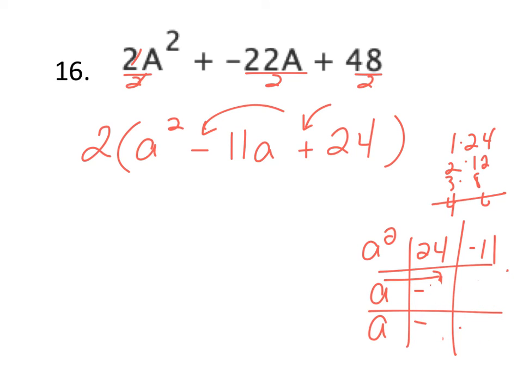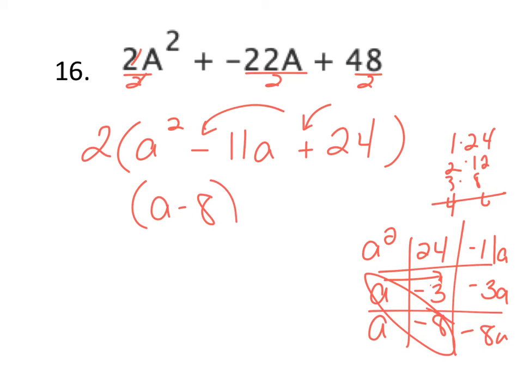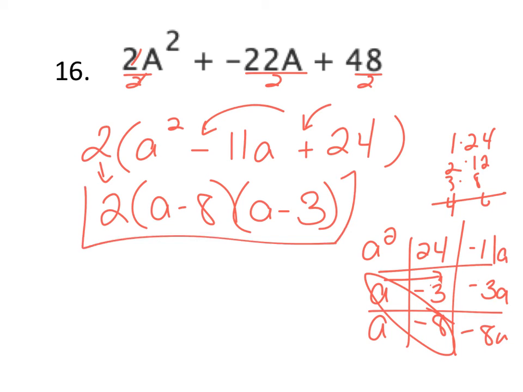So let's try 3 and 8 now. So 3 and 8 multiplying across gives me negative 3A and negative 8A. And that does add to negative 11A. So my one factor is A minus 8, and my other is the quantity of A minus 3. Make sure you bring down the GCF to get a final answer of this.